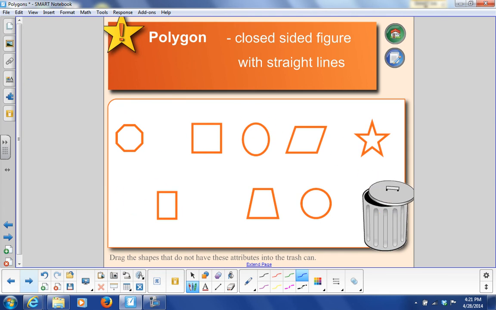Out of curiosity, let's try to put the star in there. No, you can only... Oh, straight lines. Huh, that's why. Okay, straight lines here. What about this one? Oh, it's got straight lines. Okay, good.